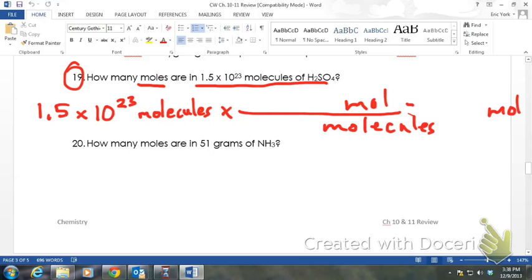Now, we need to remember that according to Avogadro's number, 1 mole of either atoms or particles equals Avogadro's number, which is 6.02. So I'm just going to leave it at 6 times 10 to the 23rd power. So that's the problem set up. Now we just have to do the math.